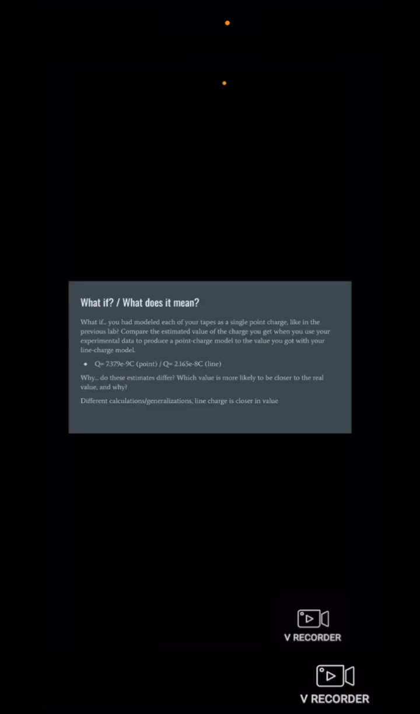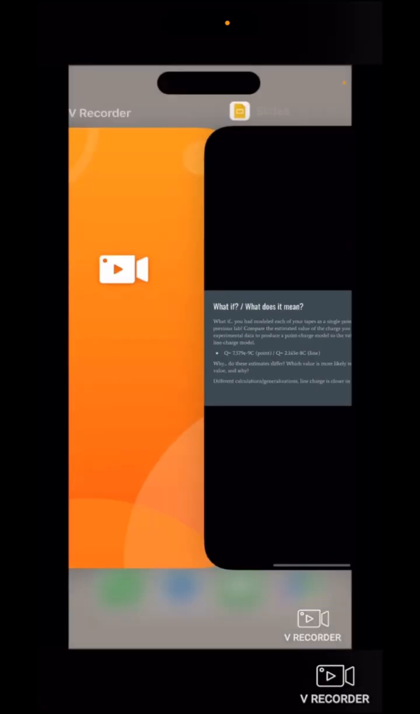As to why these estimates differ and which one's closer to the real one, like we said, different calculations and generalizations, just because instead of modeling it as a single point, you're modeling it as a line. And the line charge is closer in value just because it models a greater area, which is what the charges would be like.